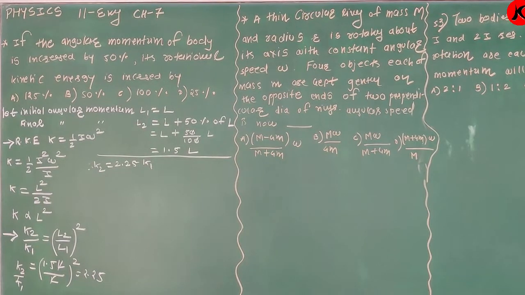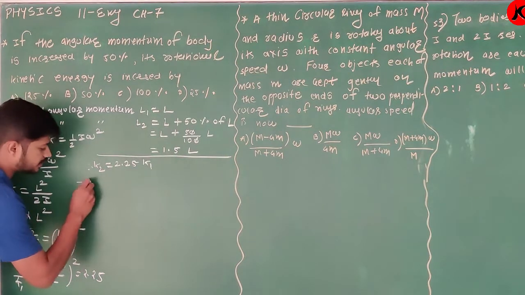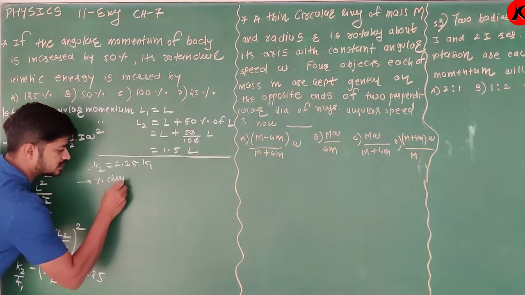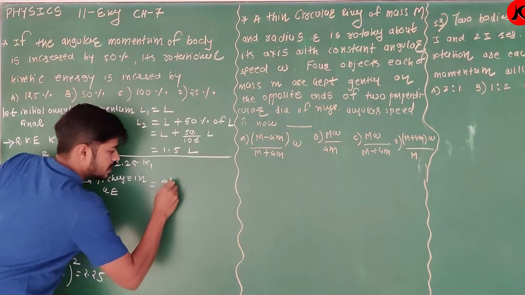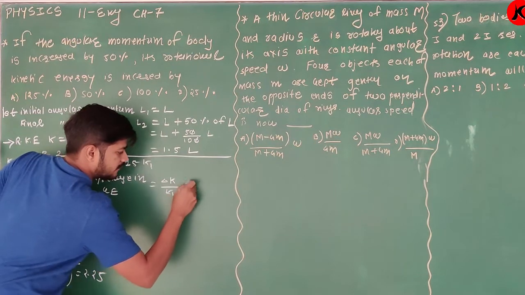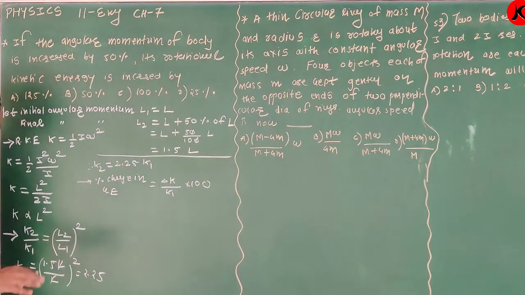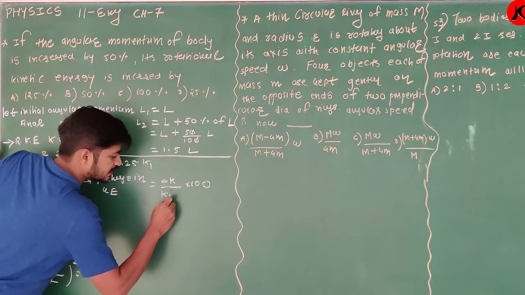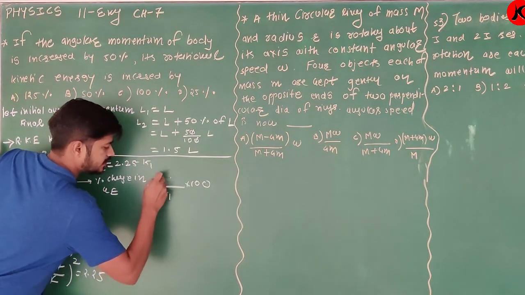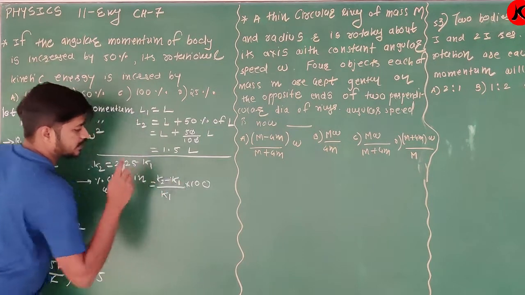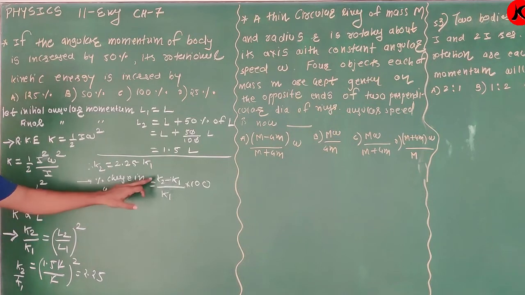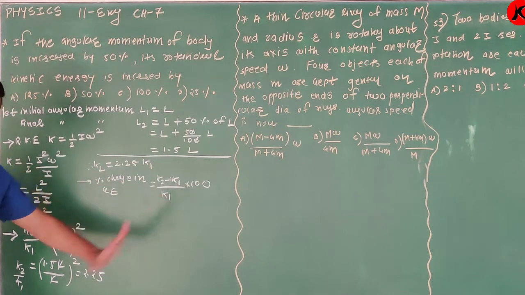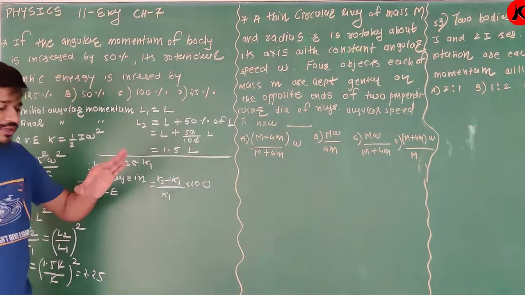Now, how to find percentage change? Percentage change in kinetic energy is equal to delta K upon K1 into 100. Delta K is always K2 minus K1. So how to find percentage change in kinetic energy? K2 minus K1 upon K1 into 100.